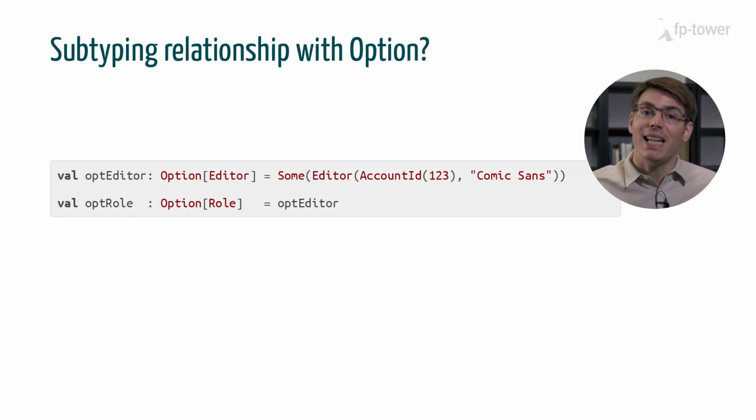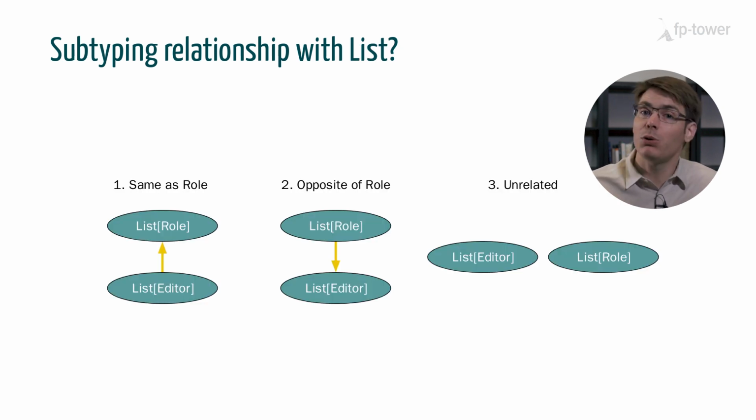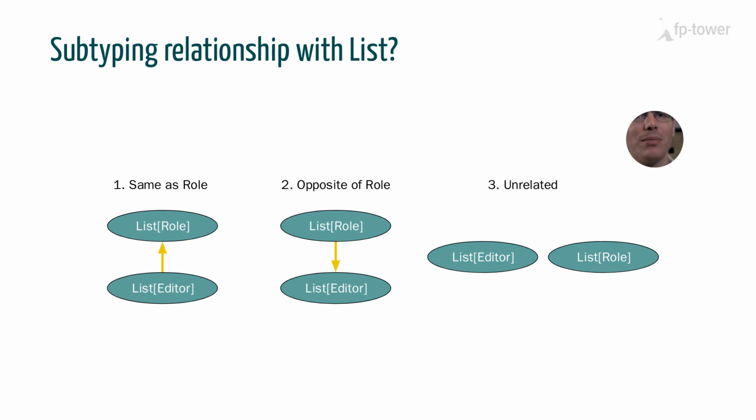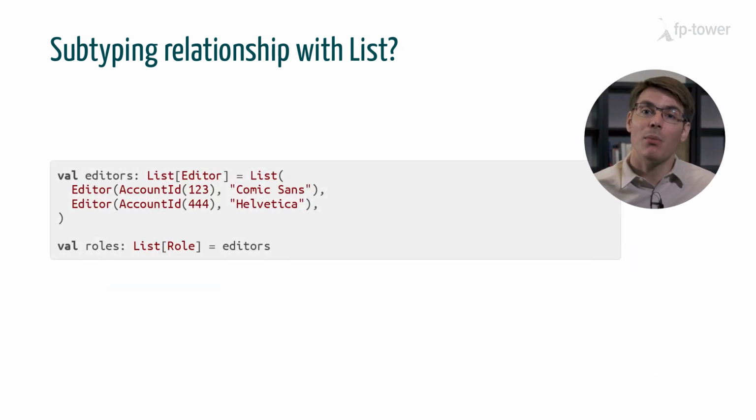Option maintains the same subtyping relationship. If we have an Option of Editor, we can assign it to a variable of type Option of Role. Now, what about other type constructors? For example, how does it work with List? I'll let you pause the video and think about it. It works in the same way. A List of Editors is a valid List of Roles.